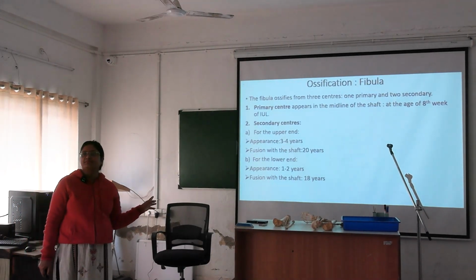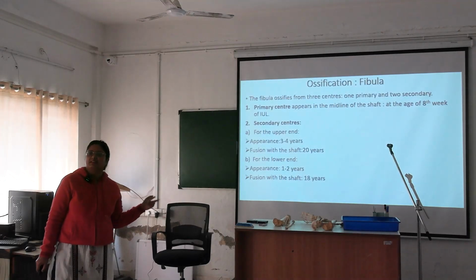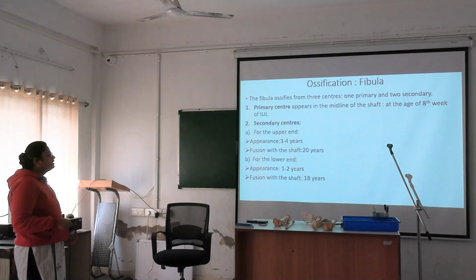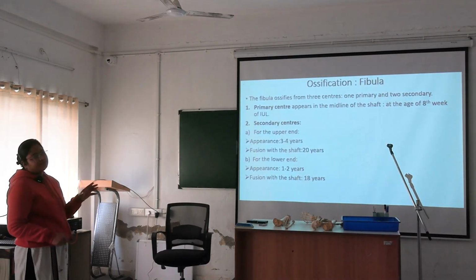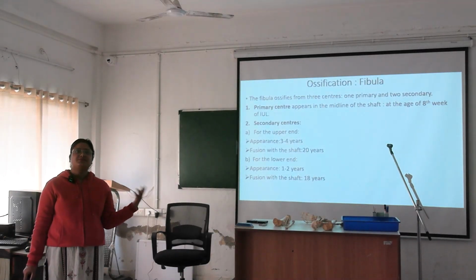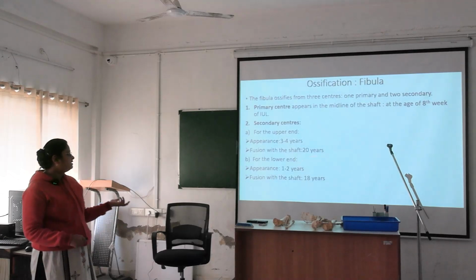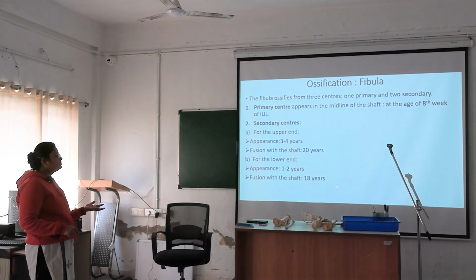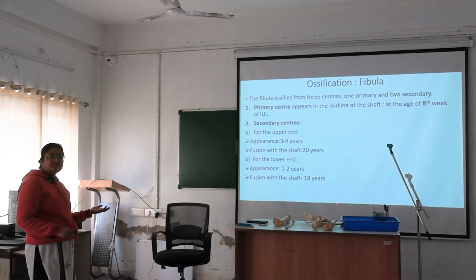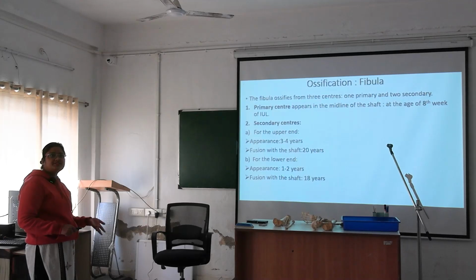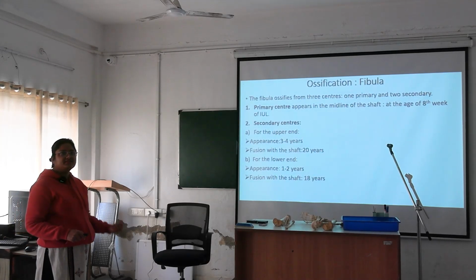Ossification is very important. There is an important explain why question from this ossification. I will discuss that question. For the lower end, appearance is at 1 to 2 years, fusion with the shaft at 18 years. What is the rule of ossification? The center which appears first fuses last. So here this rule is not followed. The lower end appears first, so it should fuse last, but here it is fusing first. That's why it is an exception.